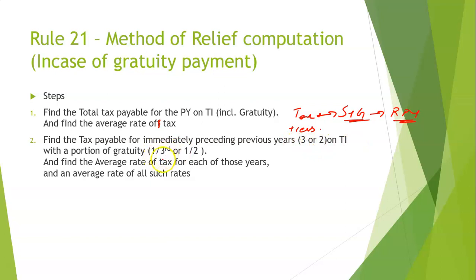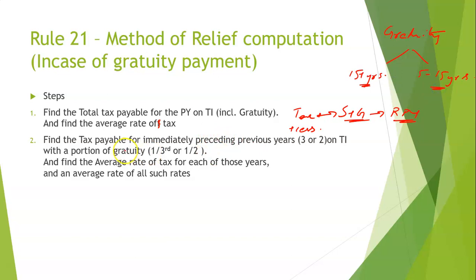1/3 or 1/2. Now, with regards to computing relief for gratuity, you categorize gratuity into 2, based on the years the employee has worked. If the employee has worked for 15 plus years, computation is one kind. If the employee has only worked for 5 to 15 years, computation is a different kind. Now both the different kinds I'll mention in the coming slide.